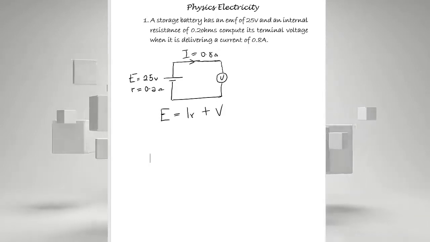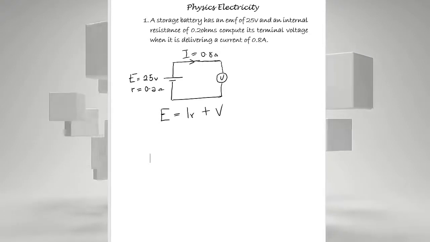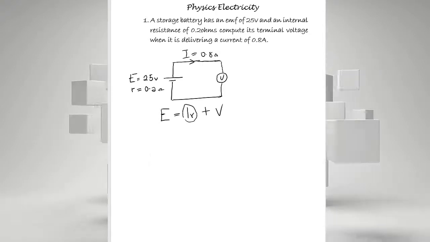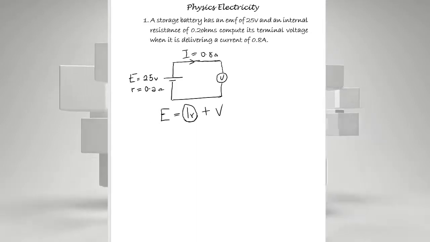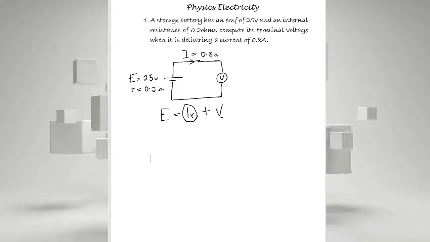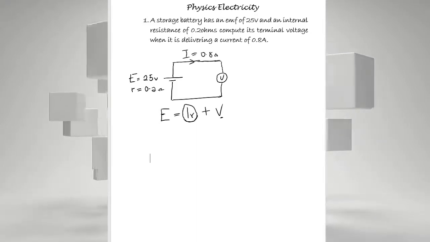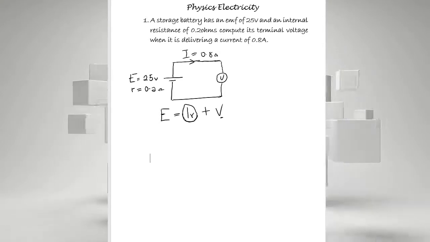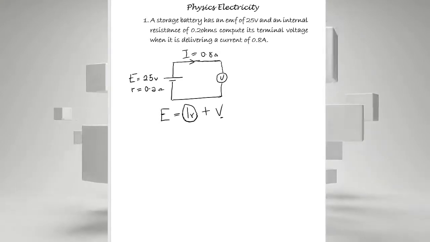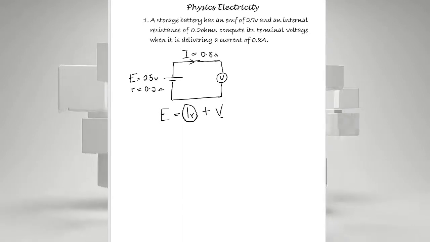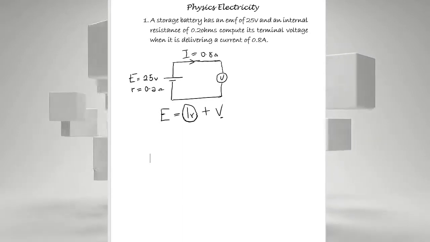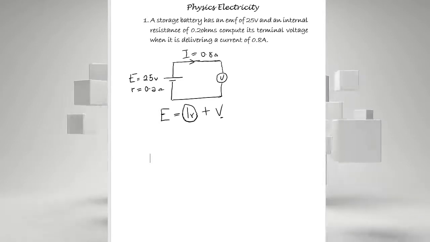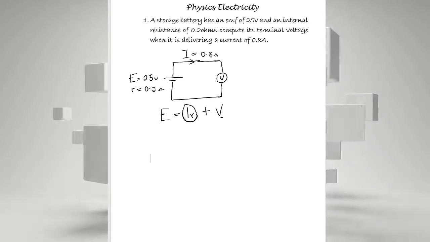IR is the voltage drop as a result of internal resistance, and V is our terminal voltage. So now that we have that formula, we can go ahead and fix in the information that we have into the formula and then go ahead and solve it.